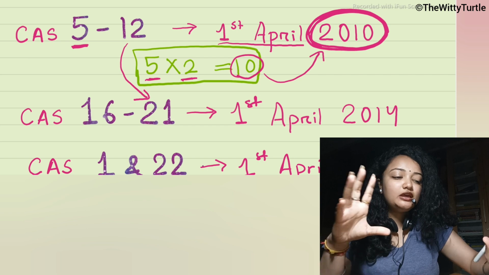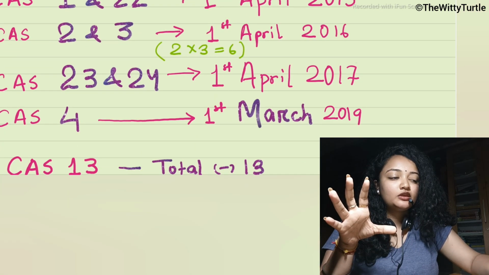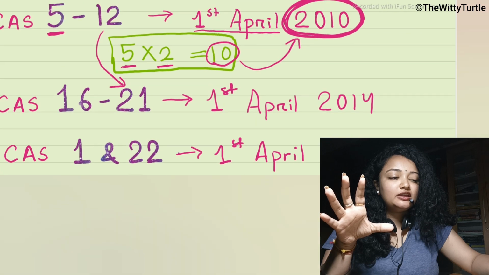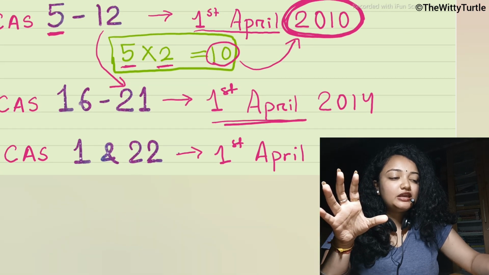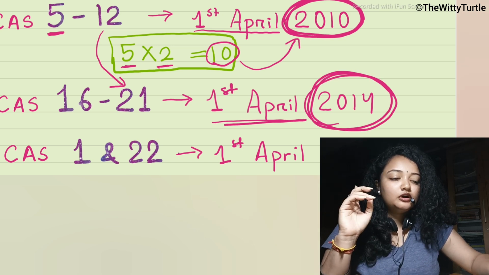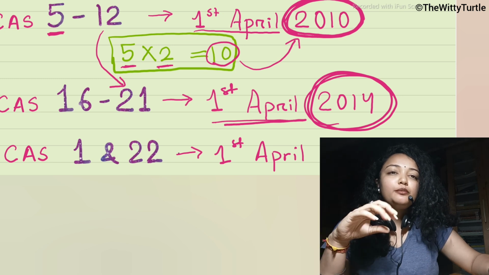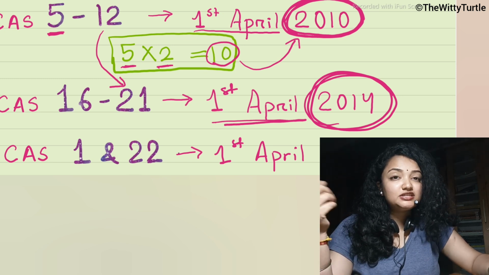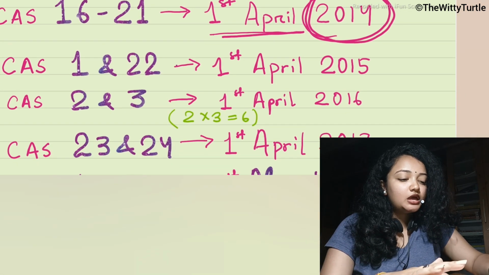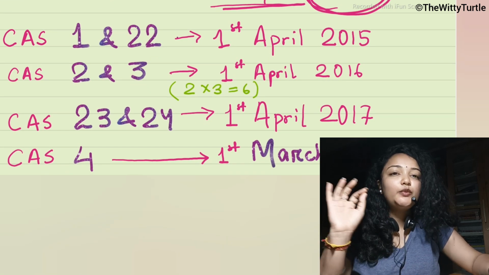और उसके बीच में 2010 से लेके 2014 के बीच में और कुछ नहीं आया था. So that's why we are taking it as 1st April 2014. So that's how you are going to remember it. जहाँ पर कुछ भी नहीं होता है समझने के लिए, वहाँ पर अजीब अजीब लॉजिक लगाना पड़ता है just to memorize things. Now the third group is CAS 1 and 22.